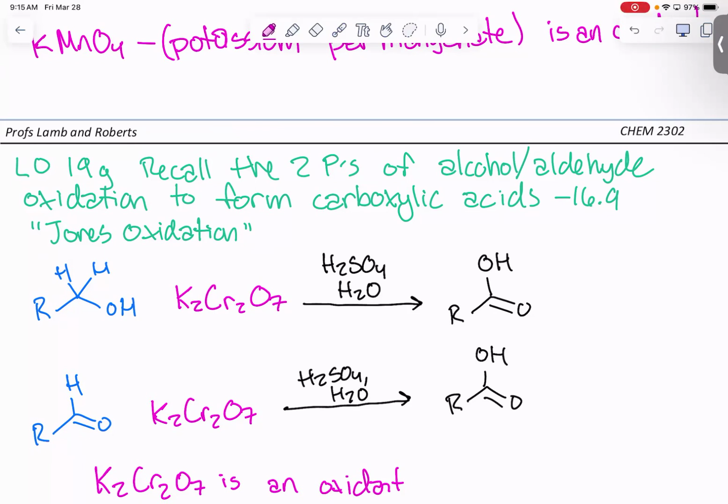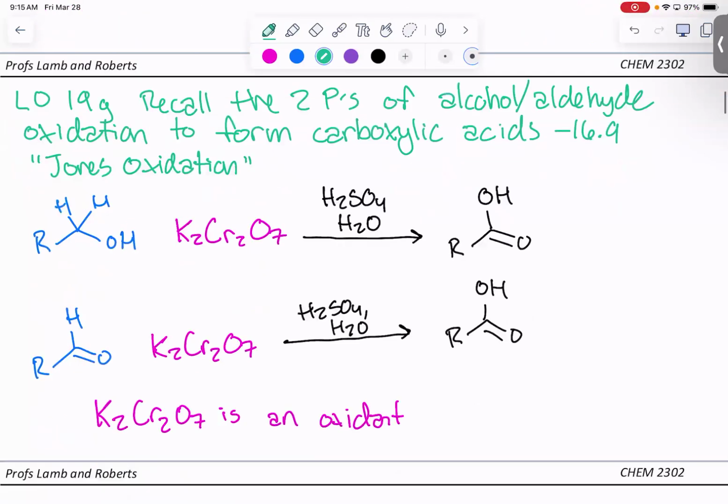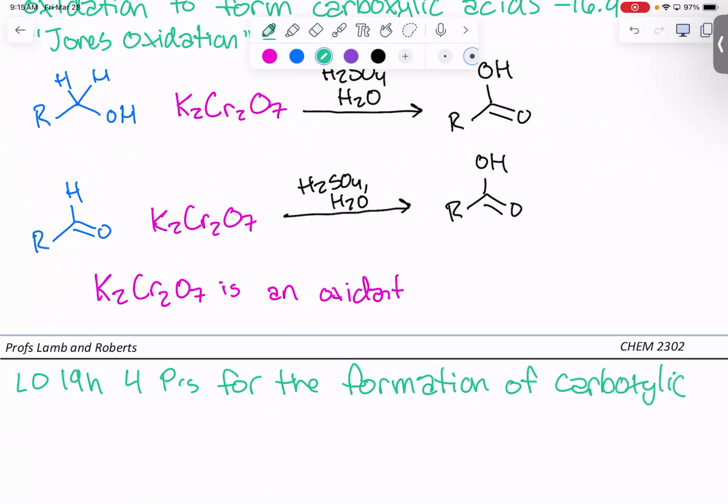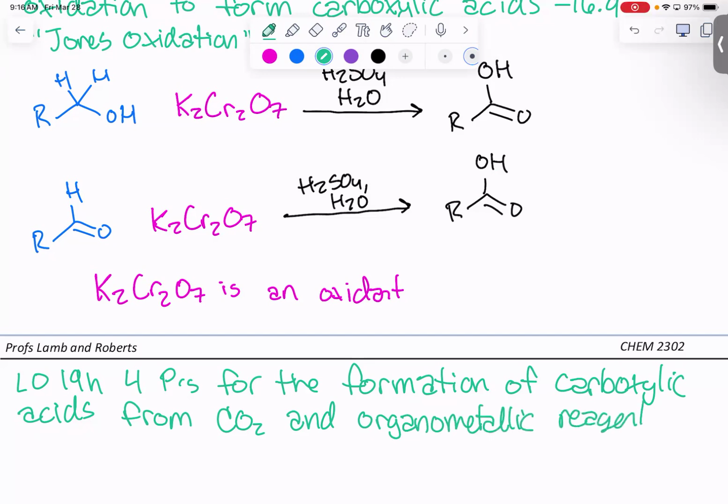These are all carboxylic acid derivatives. All right, so we do have one learning objective today, though. That's going to be new for us. It's not going to be a recall, and it's going to be one with a mechanism. So this is learning objective 19H. This is going to be the 4 P's for the formation of carboxylic acids, you might guess. I'm going to form these from carbon dioxide, CO2, and organometallic reagents. And this is in 19.11.